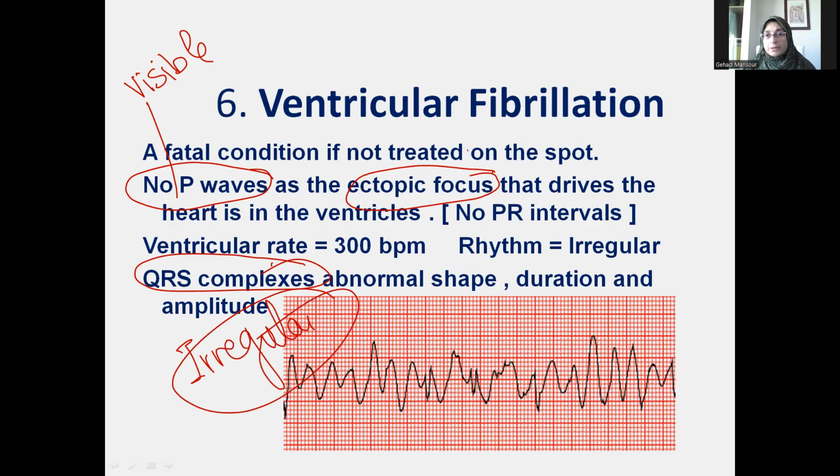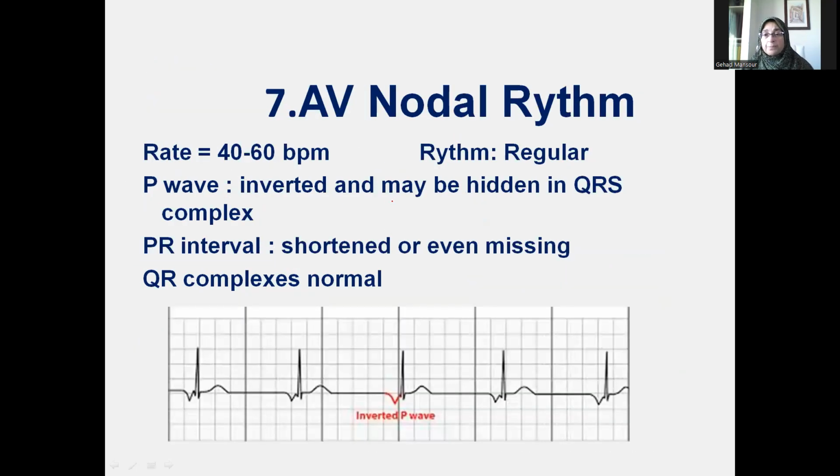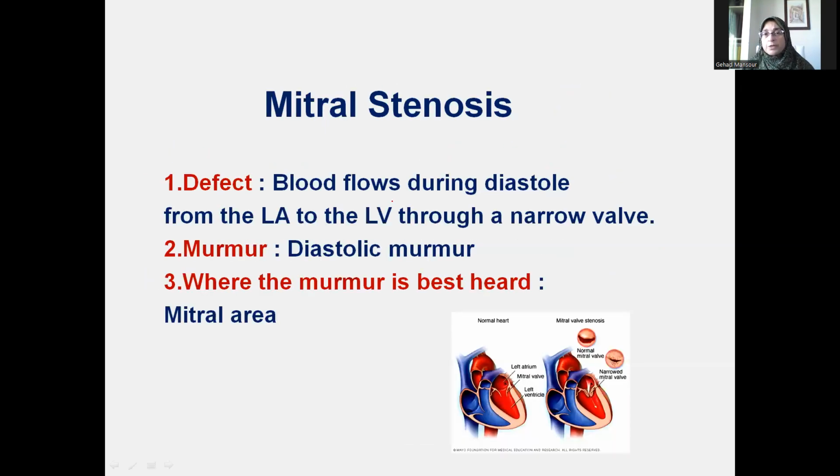So the characteristics are an ectopic focus, no visible P waves. It is an irregular rhythm. The QRS complexes are bizarre shaped, and number 5, the rate is fast. We have discussed the AV nodal rhythm before, and therefore I'll not be repeating it.